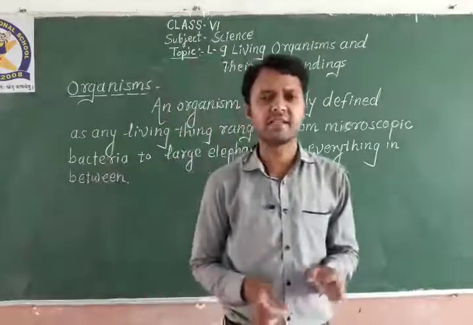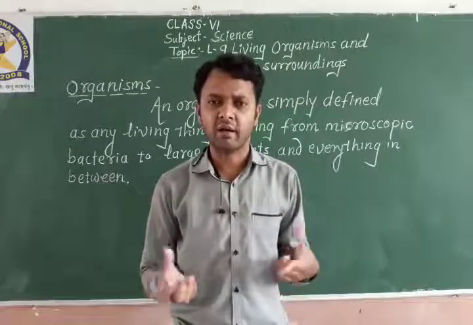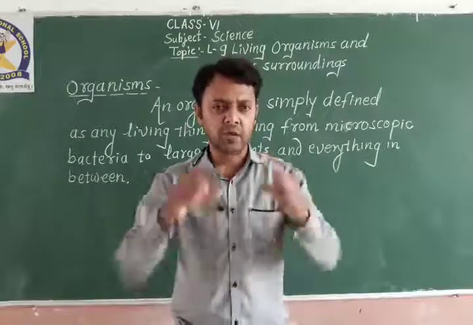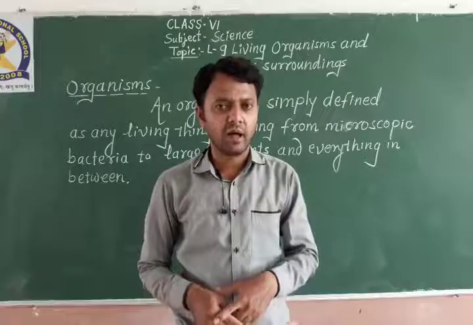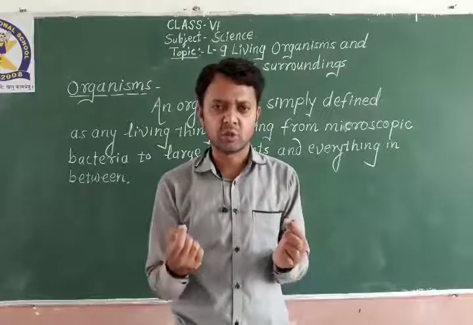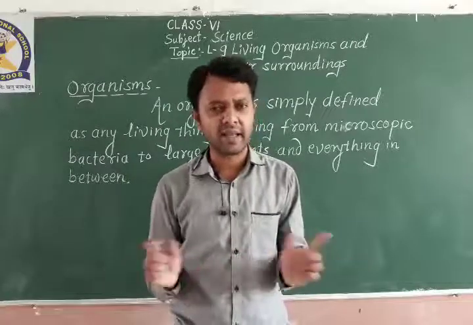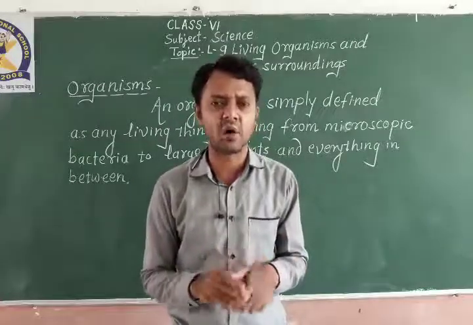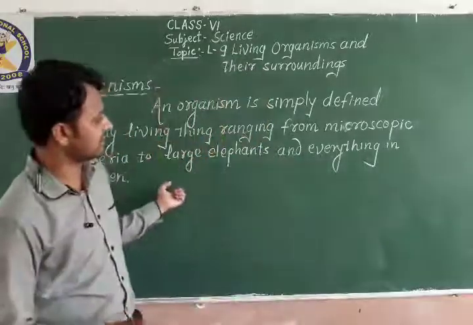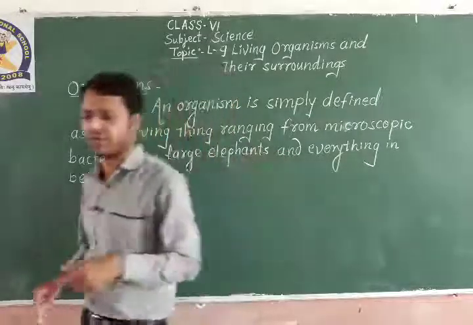A living thing is simply defined as any living thing ranging from the small or microscopic bacteria to the large elephant and in between all living things. From the smallest thing, right from bacteria to the large elephant and in between all the things, any living thing is called an organism. Okay, hope you all are very clear with it. Okay, you can take a screenshot or you can note down the definition, which is very important.